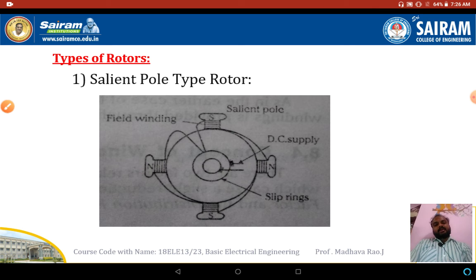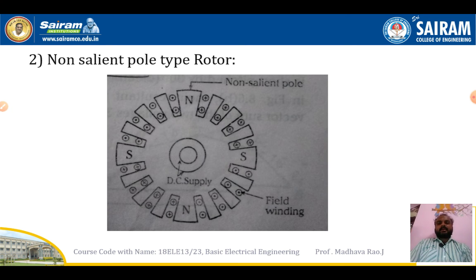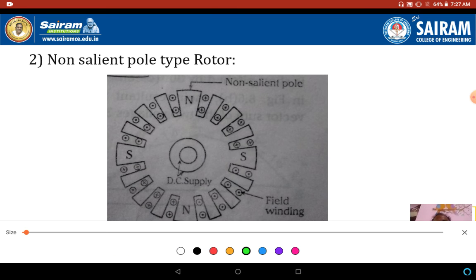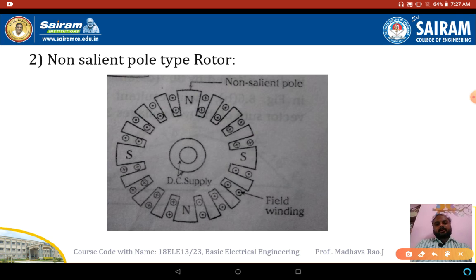Next we'll see another type of rotor, that is the non-salient pole type rotor. This type of rotor we can also call a smooth cylindrical type rotor. Since the surface of the rotor is smooth, you can also call it a smooth cylindrical type rotor, right? Coming to the poles, the poles are projected in the surface of the rotor. See here, these poles are projected in the surface of the rotor.